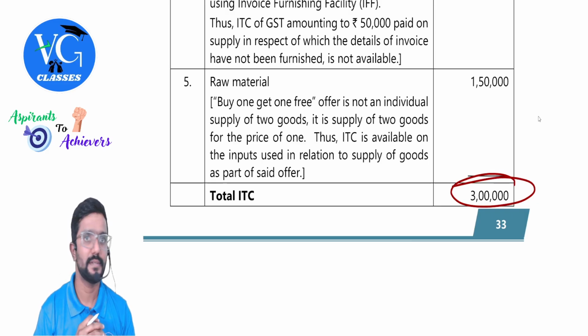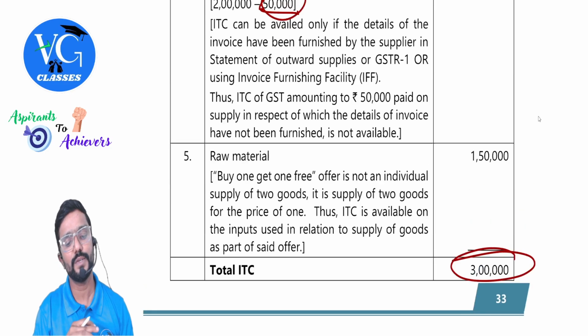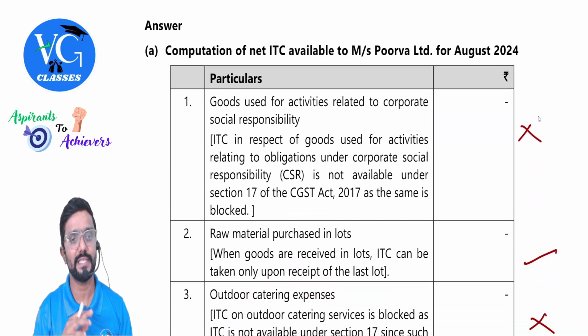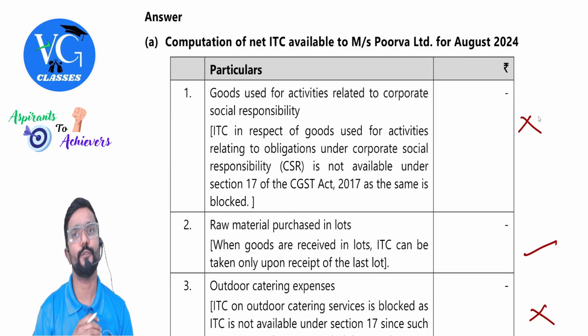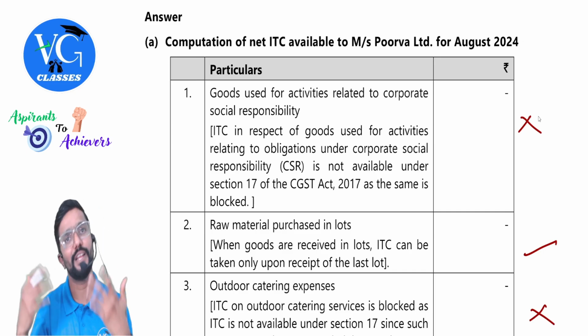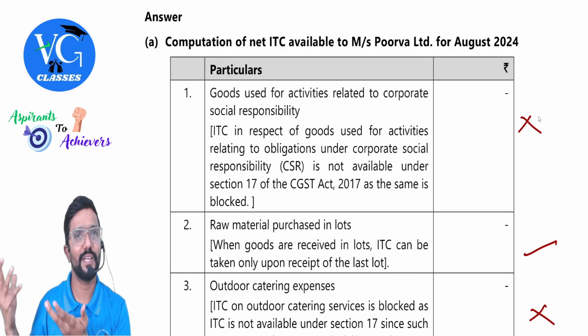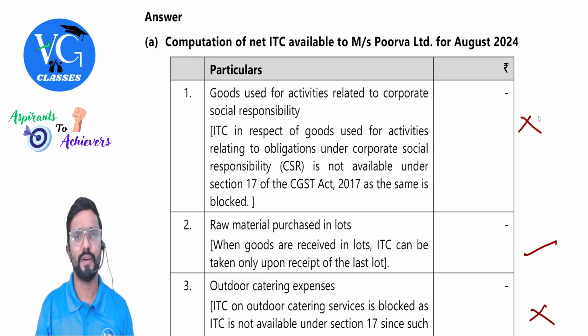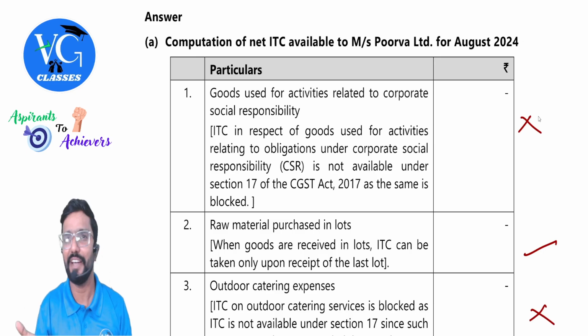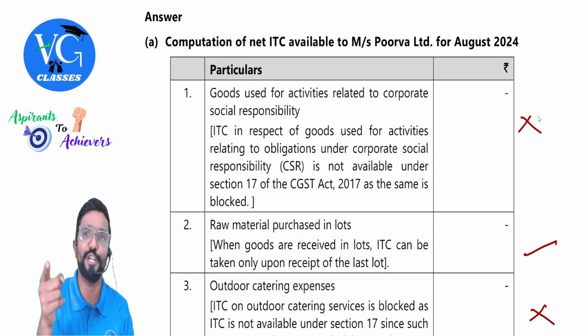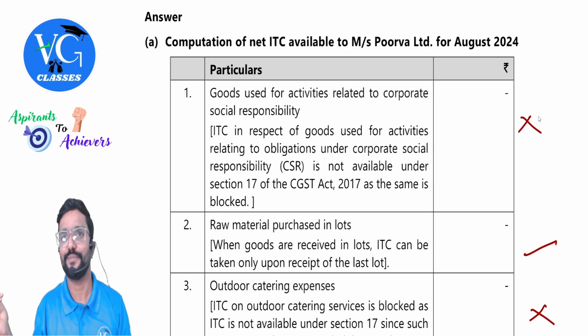3 lakhs. Here also they have given all the explanation in this answer itself, guys. Better give it by way of a note. If credit is available, tell why. If credit is not available, tell why. Especially if it is blocked, you will also mention the section. See, most of the time when credit is not available, it will be either section 16 or 17. Especially 16.2 or 17.5.